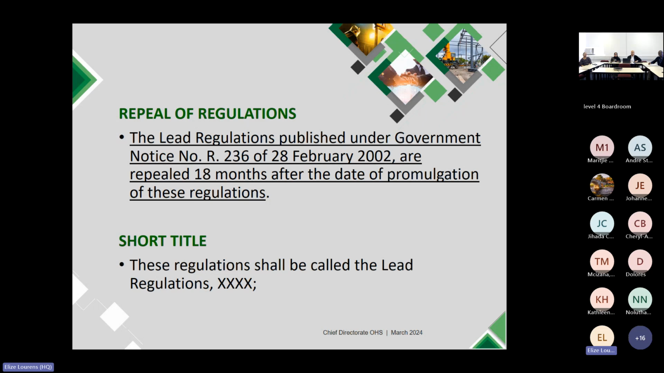And then these regulations shall be called the lead regulations, and that XX will then be replaced by the appropriate year, maybe 2025, 2026. Still a long way to go.